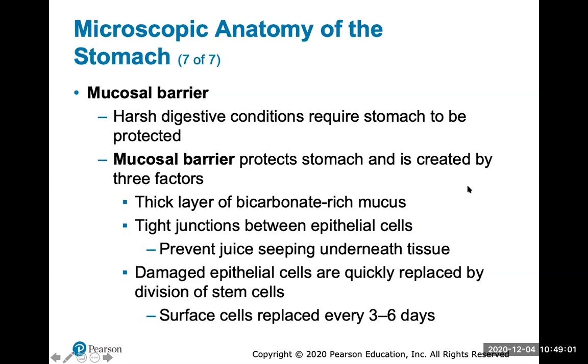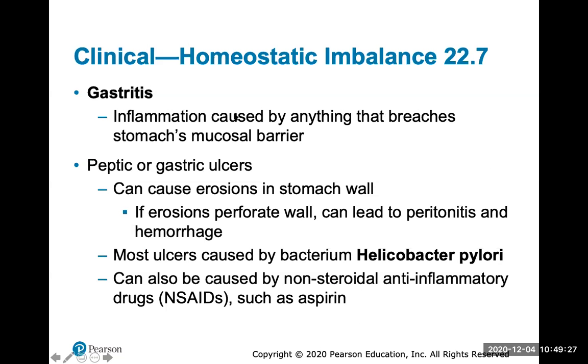The mucosal barrier protects the stomach, and it's created by three different factors. There are harsh digestive conditions within the stomach because it's very acidic with that hydrochloric acid. So the mucosal barrier just keeps this lining of the stomach protected from acid. Anything damaged will be quickly replaced by different epithelial cells every 3 to 6 days.